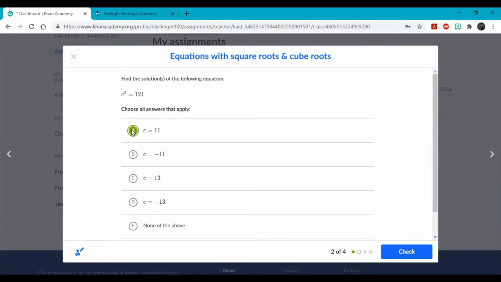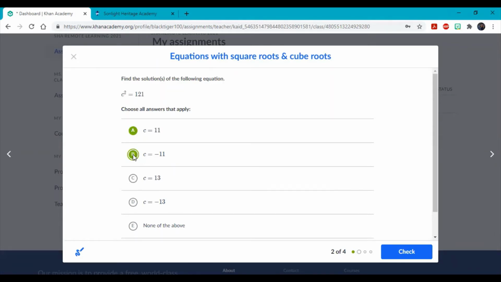So A is correct because 11 times 11, positive 11 times positive 11 is 121. Let's try B. Again, we know if we multiply two negative numbers, we're going to get a positive answer. So -11 times -11, if you put that into your calculator, you will also get positive 121. So positive 11 is a possible answer, and -11 is also a possible answer. So we'll select A and B.